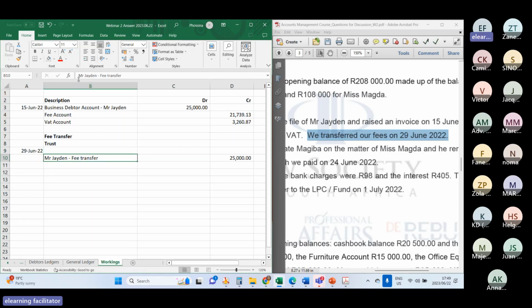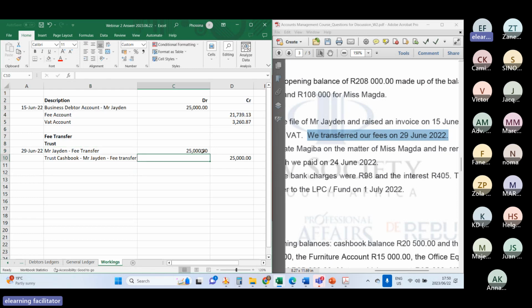So this one, it's the trust cash book. So it's a fee transfer. So we are crediting it, which means we are paying. Remember, when we are crediting the trust account, we are paying. And then to complete on the trust side of things, we have to complete the double entry. So on our trust creditors ledger, which is Mr. Jaden, we are going to reduce what is on the credit side of his account by doing this fee transfer, and how much are we taking from him? It's 25,000.